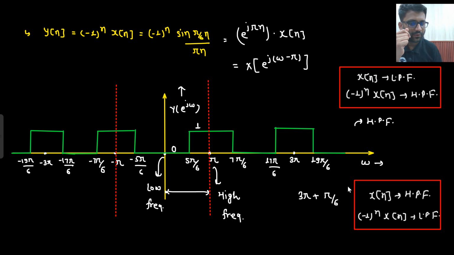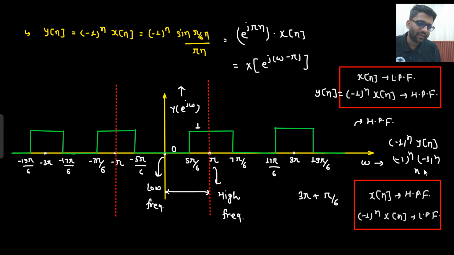You can do this process on your own. If I call this y of n, then my y of n is a high pass filter. If I multiply with minus 1 to the power n y of n, what will I get? Minus 1 to the power n, minus 1 to the power n x of n. What will be the value of this one? It would be 1 only, because minus 1 squared to the power n would be equal to 1. So if I multiply my y of n with minus 1 to the power n, I am getting x of n. That means if you multiply your high pass filter with minus 1 to the power n, you will get a low pass filter.